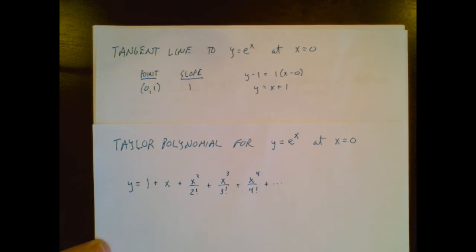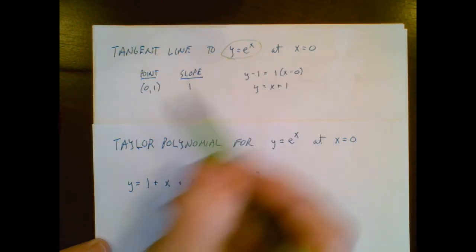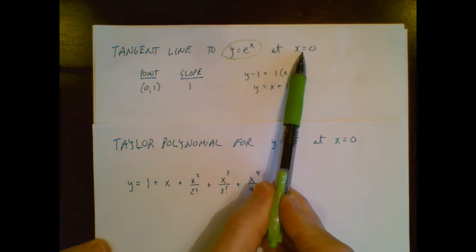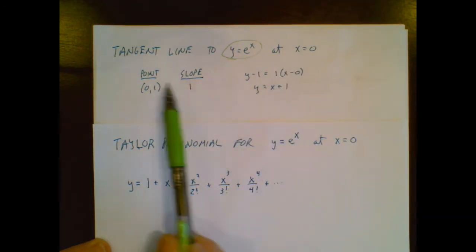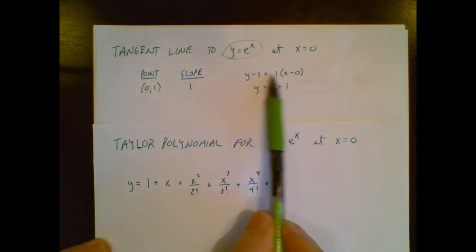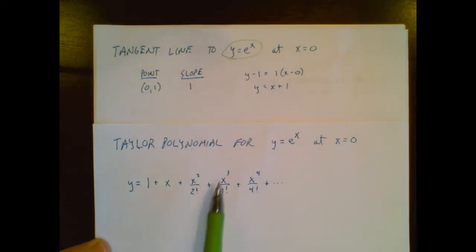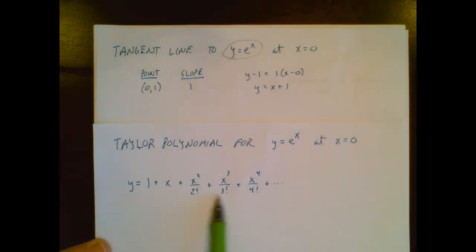The example we used in the opening video was the friendly function e to the x, and if we were to attach a tangent line at x equals 0, the point of attachment, we would get this. You know to build your point and your slope and then use y minus y1 equals m(x minus x1). The Taylor polynomial using the magic formula, and I don't have the work shown here, will give us this. This is also centered, or attached, at x equals 0.